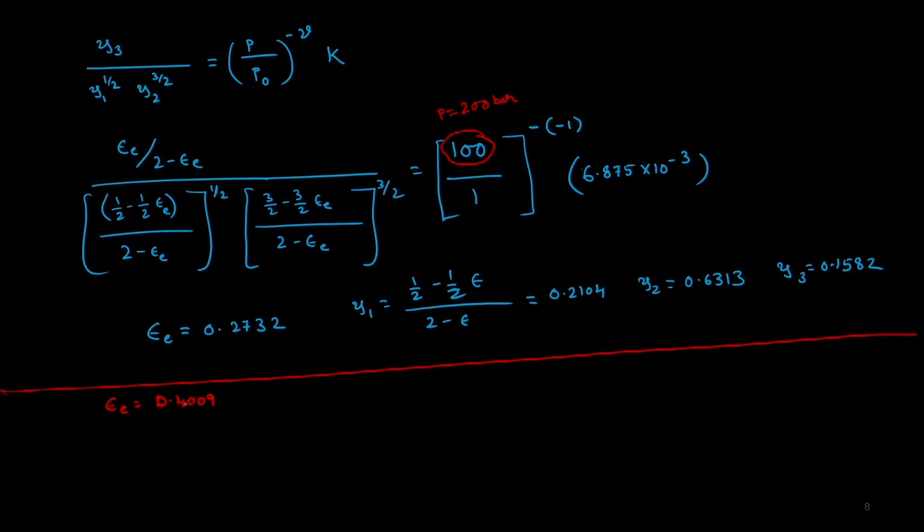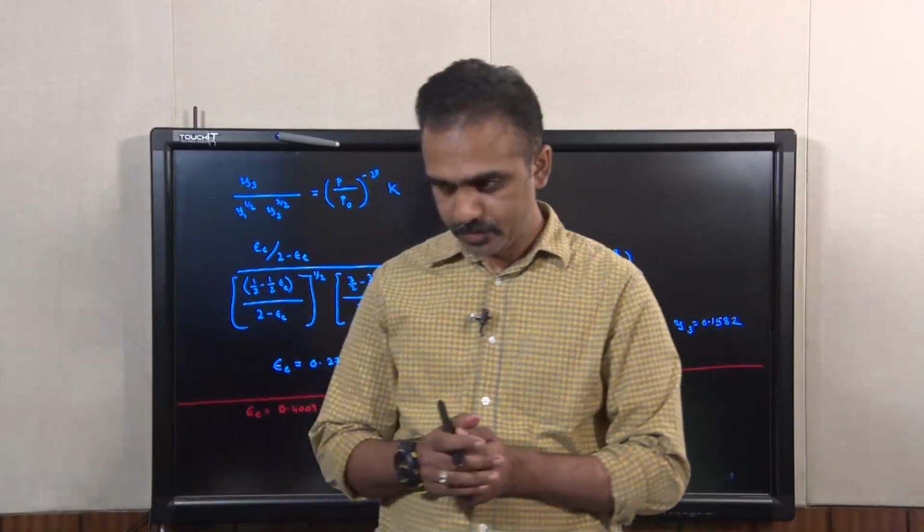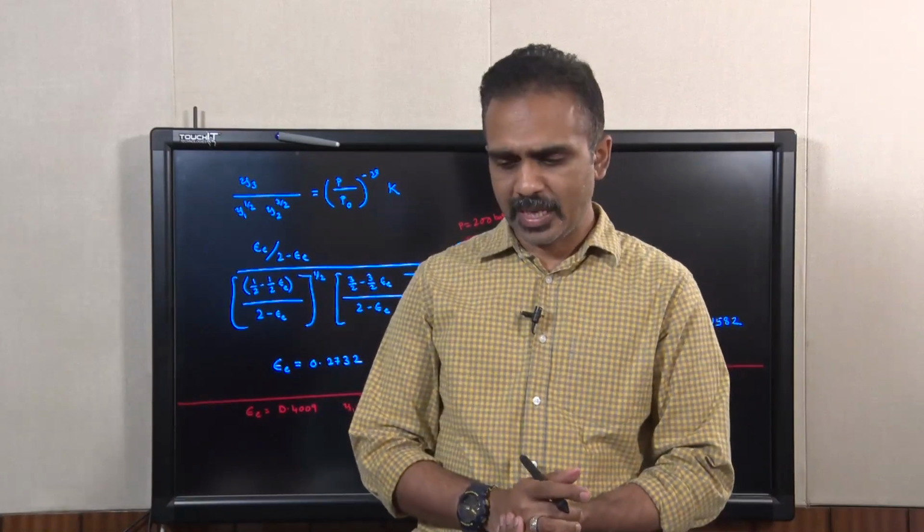0.4009. It goes up. And the value of y1 is going to be slightly lower because epsilon has gone up. y2 is also going to be a little lower, 0.562. And y3, because it's the product, will increase slightly to 0.2507. So as you can see, once the pressure has increased, the equilibrium reaction coordinate has increased and the reaction has moved forward and it has shifted to the right in this particular scenario.